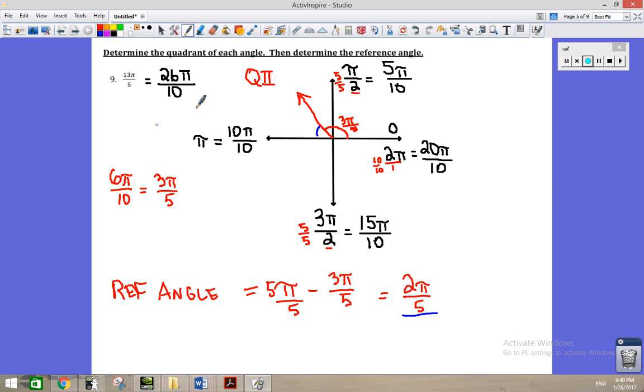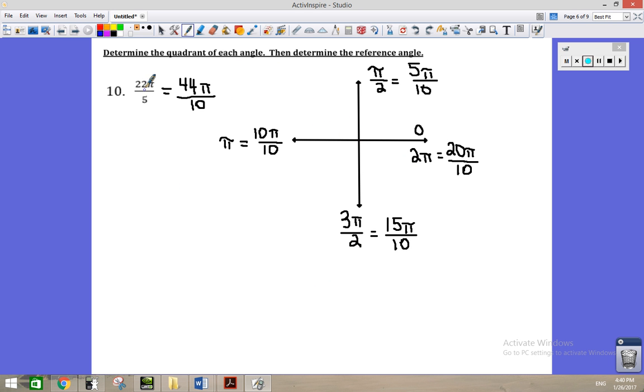So let's see, I was in quadrant 2. They wanted two things: determine the quadrant and then determine the reference angle. And my reference angle for 13 pi over 5 is 2 pi over 5. 13 pi over 5, that terminal side lies in quadrant 2.